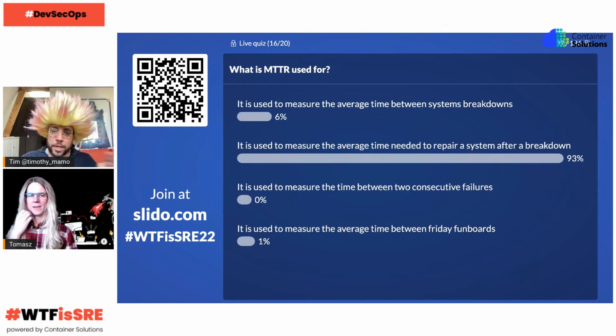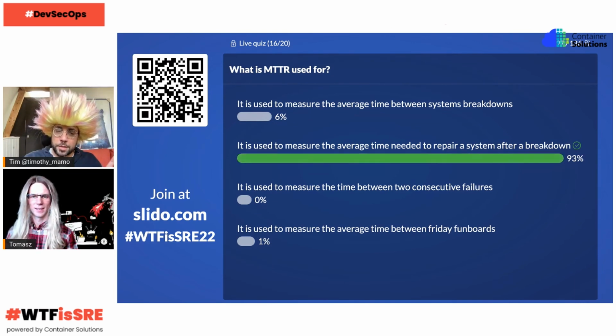Oh, a bit of leeway there with measuring average time between system breakdowns, but the right answer is it is used to measure the average time needed to repair a system after a breakdown.